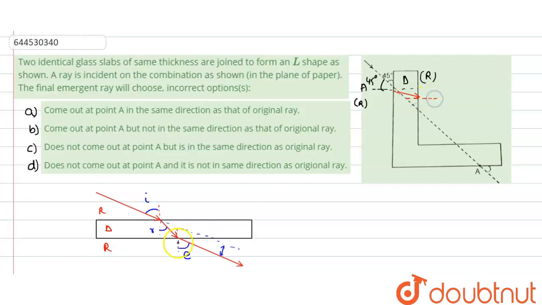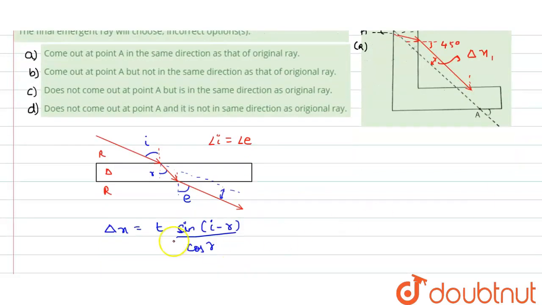At this surface, by the same concept, the angle of incidence is the same as the angle of emergence. The light ray goes from the denser to the rarer medium, so it goes away from the normal like this. This angle of emergence is again 45 degrees. Now there is a shift from the initial path, which we call delta x1. This shift depends on the values of t, the thickness, i, r, and cos r.